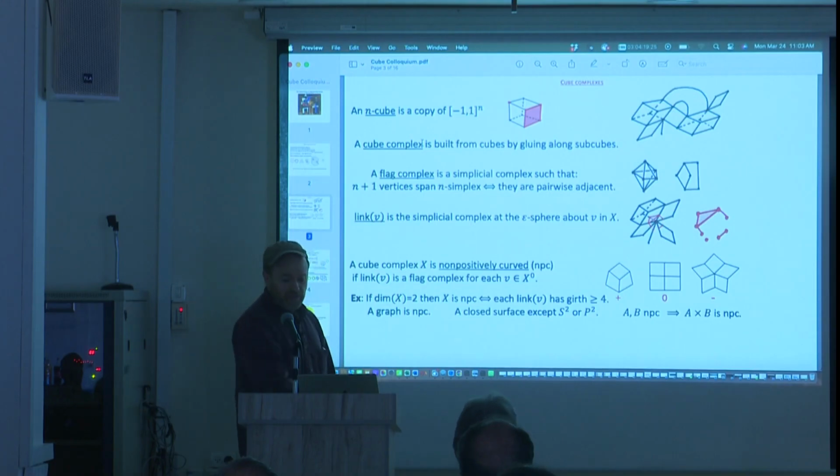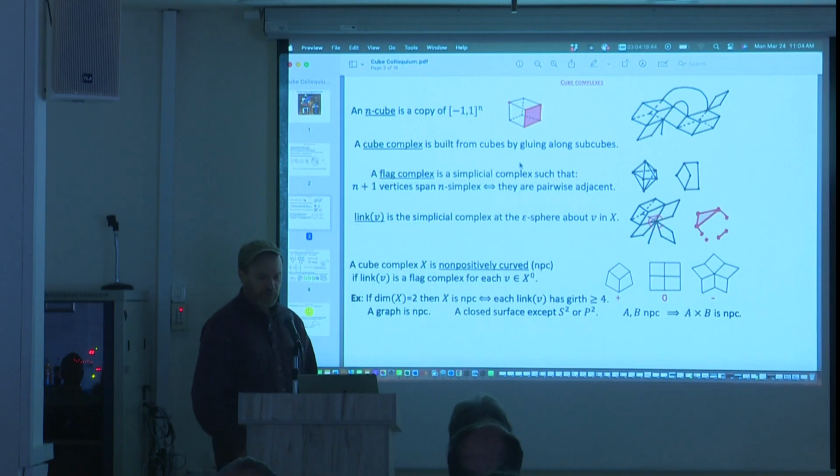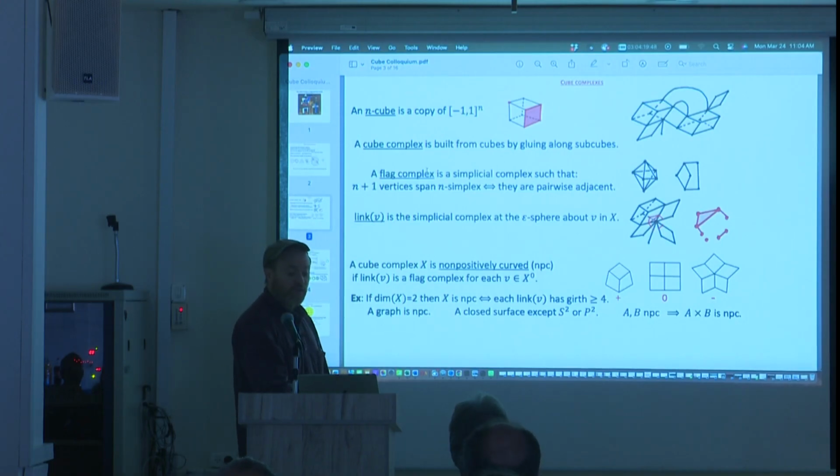And so here's an example of a cube complex over here, right? You could see the rules of the game for me is if you think you see a cube, there's a cube. Okay, so there's a 3 cube, you see it. Here's a 2 cube, I stretched it out. Okay? Now, I need to tell you what a non-positively curved cube complex is. So to that, I need to say what a flag complex is.